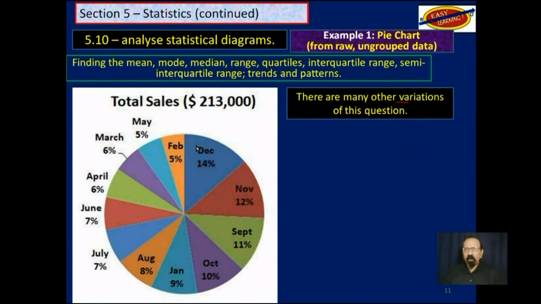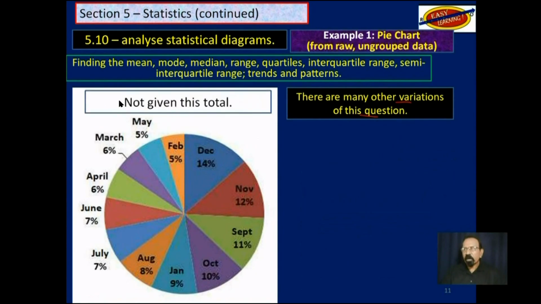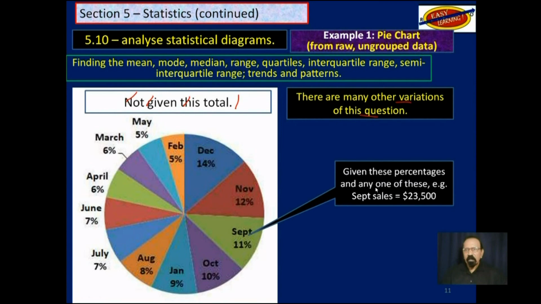There are many other variations of this question. For example, you may not be given the total sales. You may just be given the sales for September, say 23,500. But if 11% is equal to 23,500, then you can find all the others.